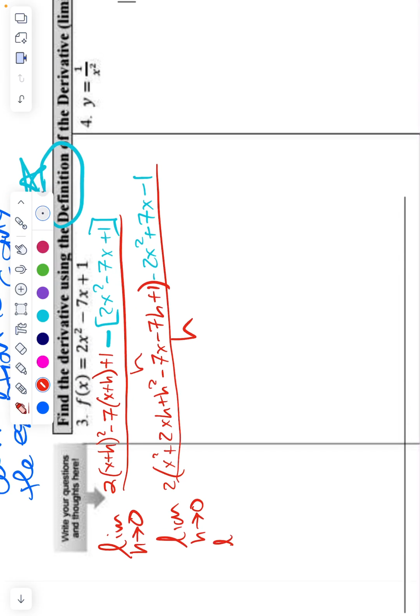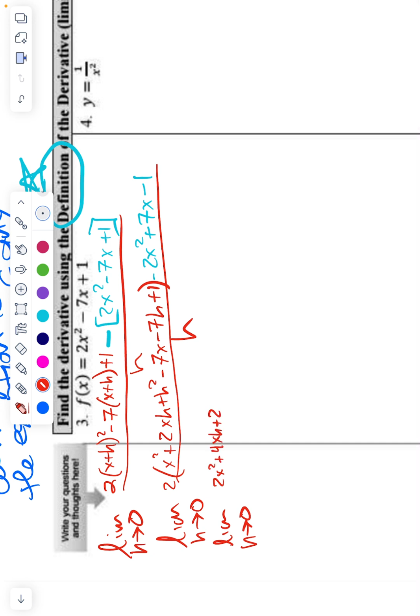All right, next line, limit. Have we substituted yet? No, so keep writing the limit. 2x squared plus 4xh plus 2h squared minus 14x minus 14h. Uh-oh. I did mess up. You guys didn't catch it. You did. I put the stupid parenthesis in the wrong spot.